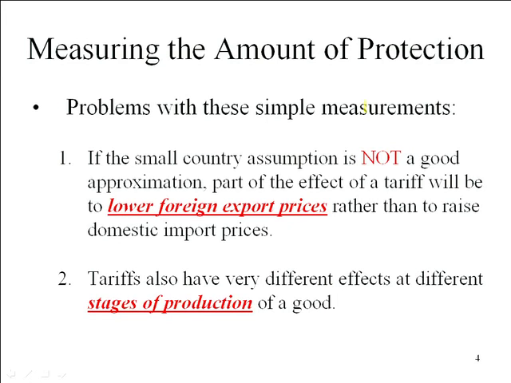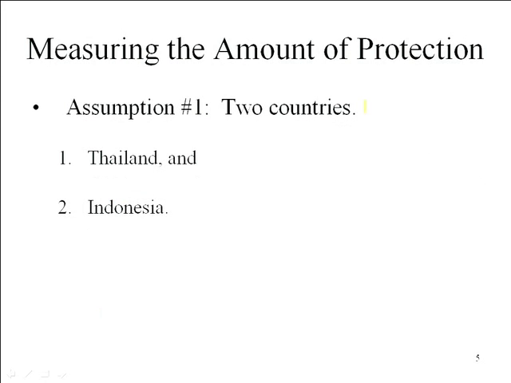So we need to think about how goods move between countries and what would happen if some of the inputs, the parts, have tariffs associated with them, rather than just a tariff on the final good when it comes into a country. So we're going to take an example where we have two countries. We'll call them Thailand and Indonesia. We're going to assume we have one final good, and it's going to be an automobile.